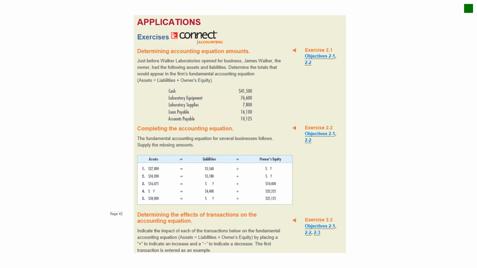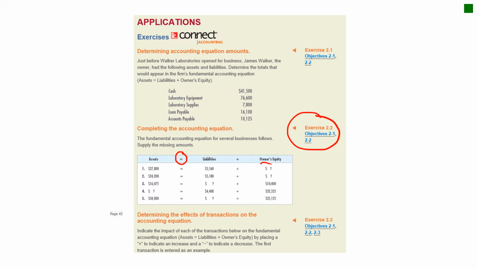Okay, now, second thing is down below, this is exercise 2-2. They've already given you your basic accounting equation and they want you to fill in the amounts. So just remember, the equation has to balance. It has to always be equal. I'll just do a couple of these and you have the answers to these in Blackboard. But just to show you, if your total assets is 27,800 on the left side of the equation, that means that everything on the right side of the equation has to be the same amount.